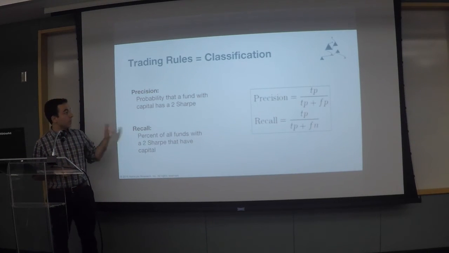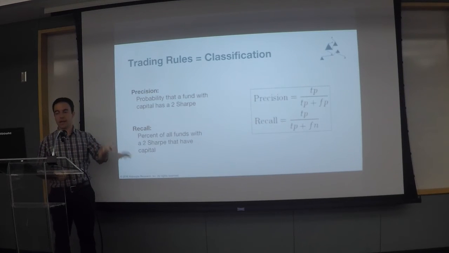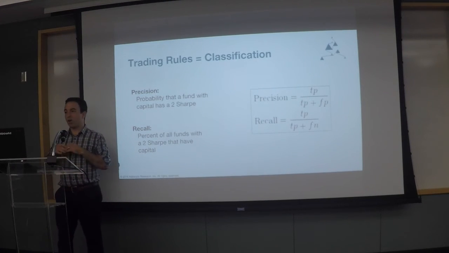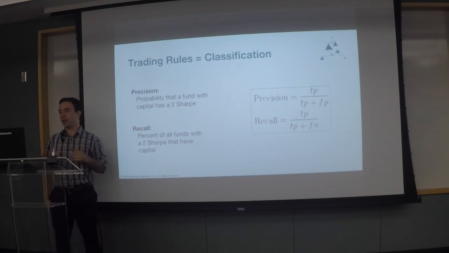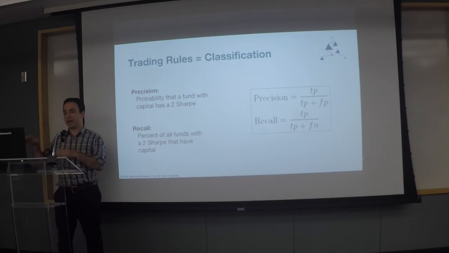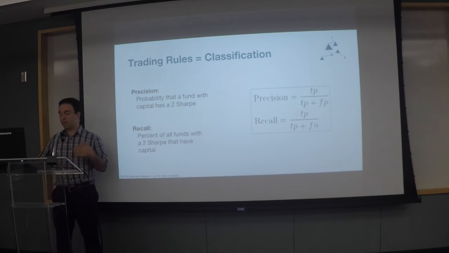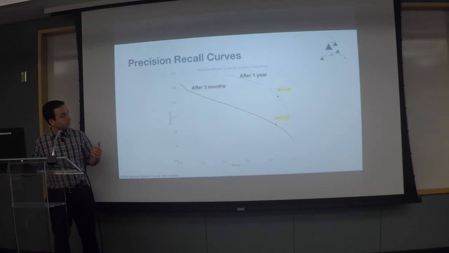And so what you see here is the precision being the measure some of you may be familiar with, which is just what's the probability that I've given capital to somebody and they have a 2 Sharpe ratio. They could be 2 or 0 in this world. And recall is, there is a universe of 2 Sharpe ratio strategies out there in the world, and I want to make sure I find them and give them capital. So you have this trade-off depending on these rules.